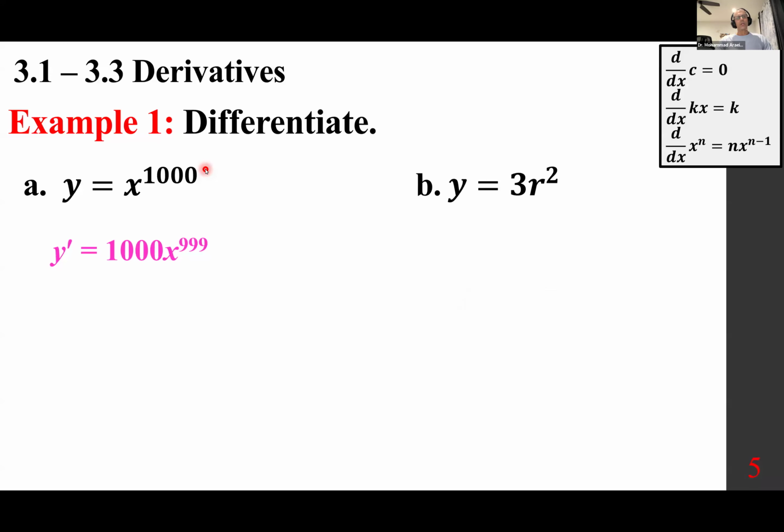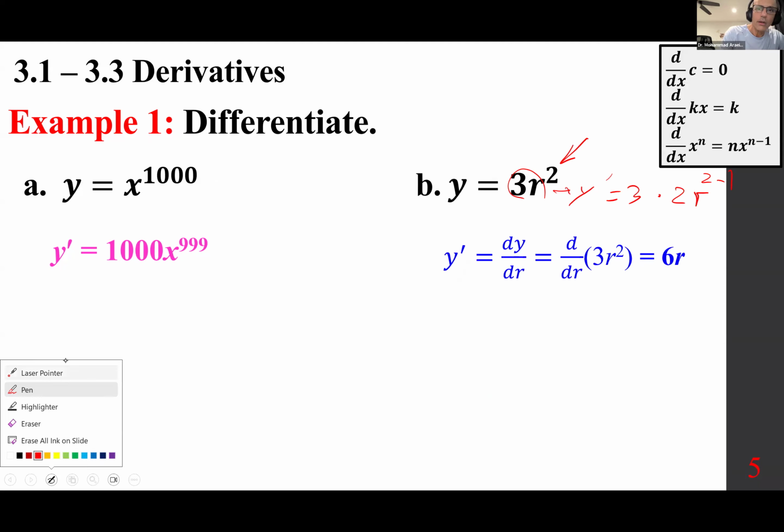So 1000 x to the power of 1000 minus 1, which is 999. Next, y equals 3r squared. If you want to differentiate this, the number 3 remains, and you work with r squared: 2r to the power of 2 minus 1. In other words, y prime, or dy/dr, or d/dr of 3r squared equals 6r. It's important to know that Leibniz's notation tells you exactly what the independent variable is, in this case, r.